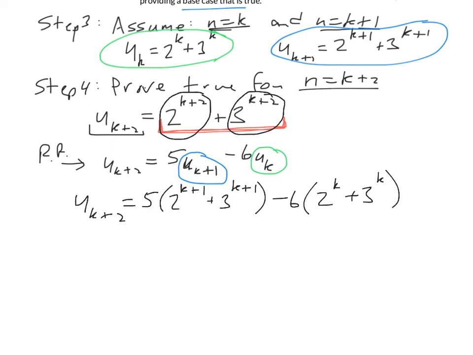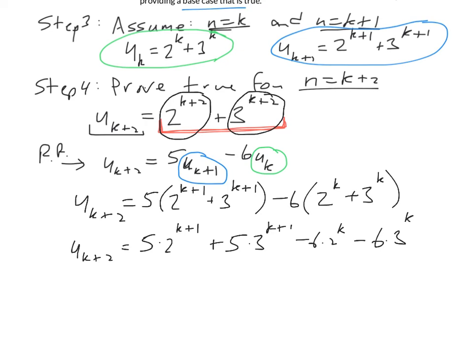That's what we're hoping. So u sub k plus 2 equals 5 times 2 to the k plus 1 plus 5 times 3 to the k plus 1 minus 6 times 2 to the k minus 6 times 3 to the k.